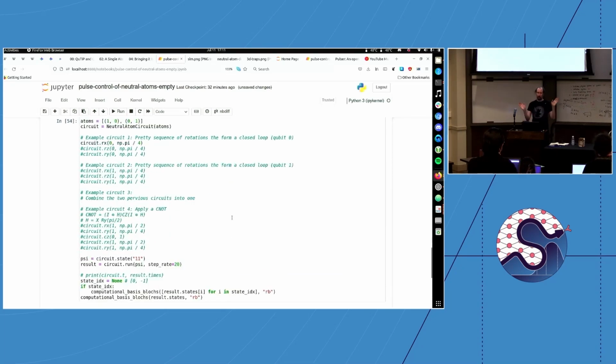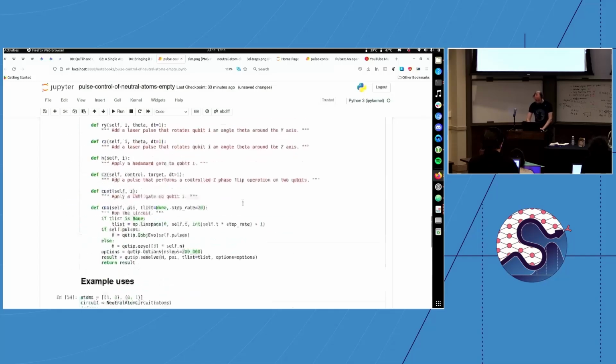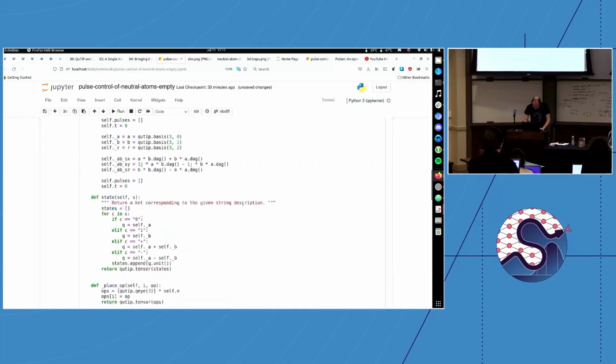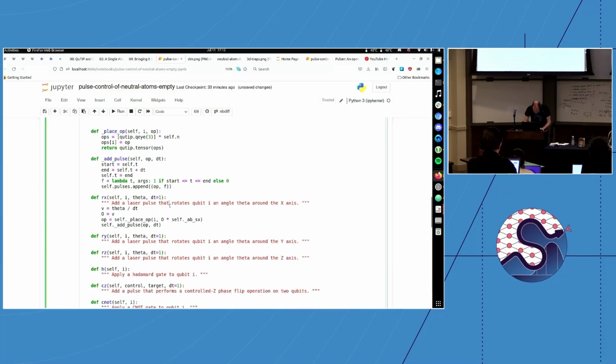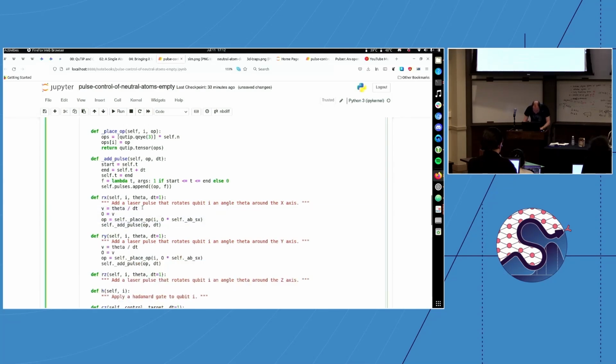Good. Are people happy with the X gate at the moment? I know we have sped up quite a bit. But the Y gate is going to be very similar, not exactly the same, but now we're just going to rotate about Y.